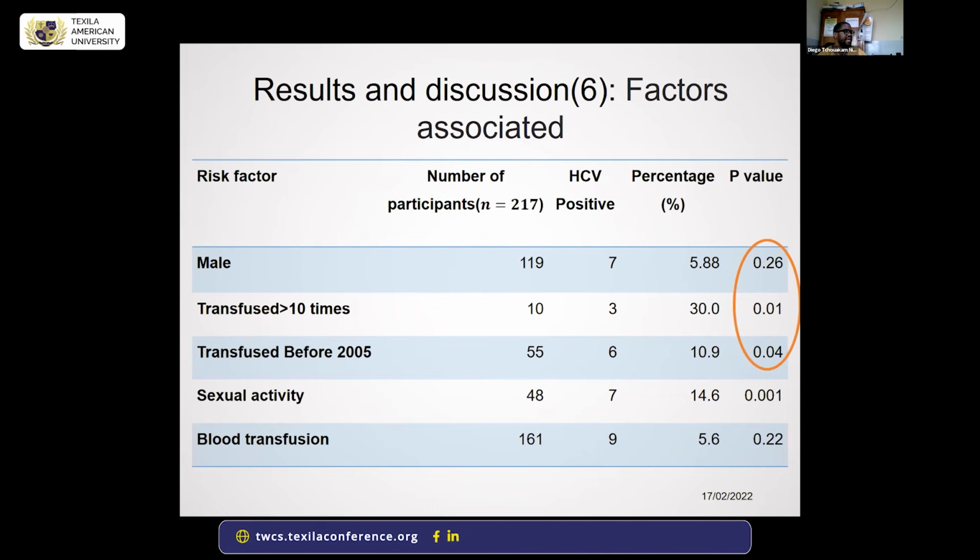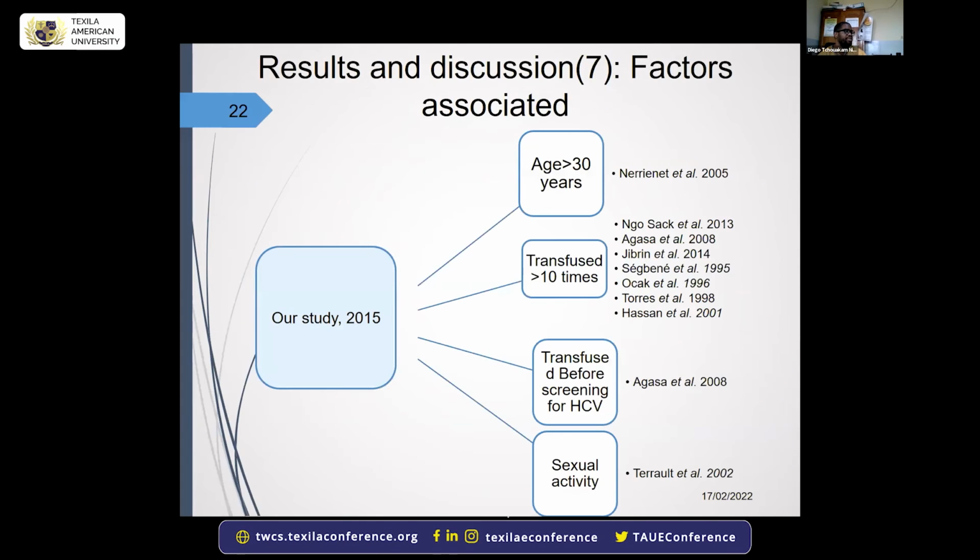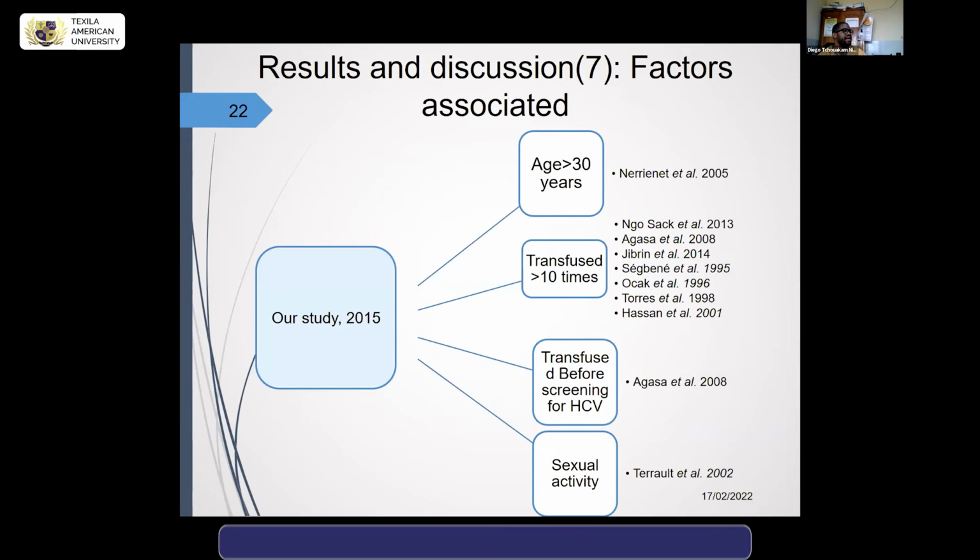As we can see, the p-values are all less than 0.05. So we'll notice that age was also, as we said, a risk factor. The older you are, the greater the chances of you being hepatitis infected. And this was in collaboration with what we found in the literature, with the study done by Nerenier et al.